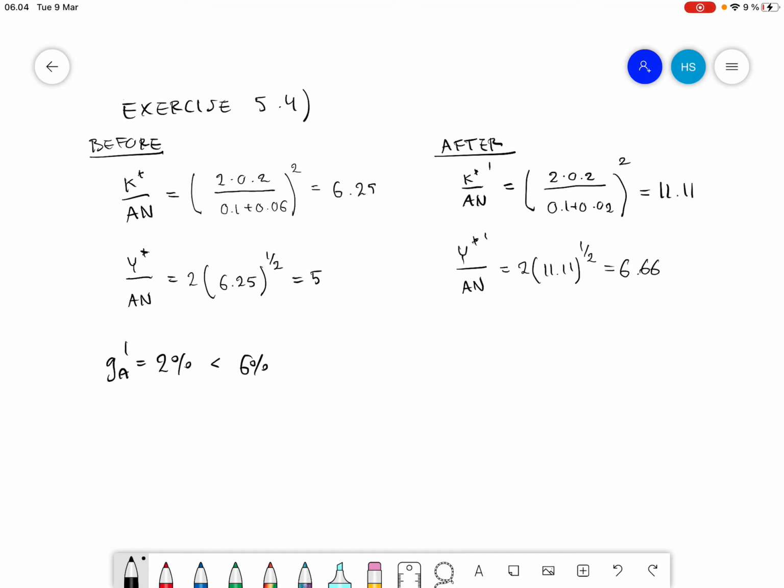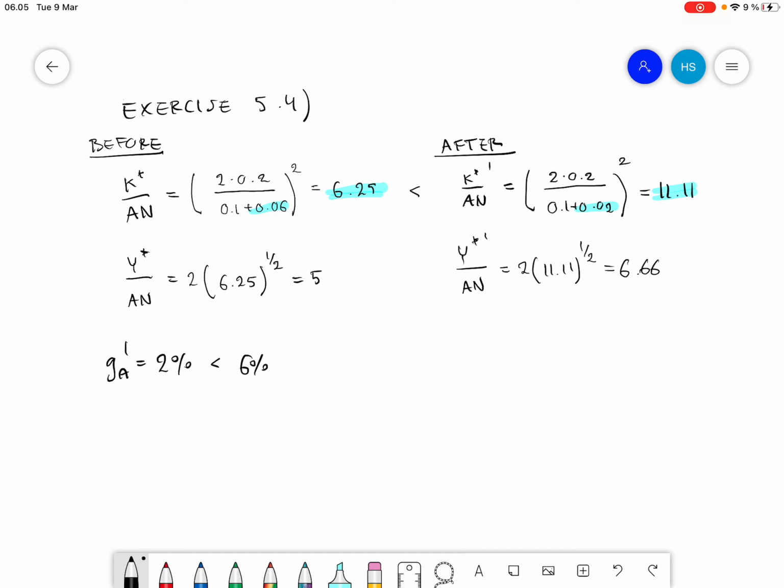So when we had to calculate the capital per effective worker when the growth rate was 6%, we had that the capital per effective worker was 6.25. Now, when technology only grows at 2%, we have 0.02 in the denominator. Everything else remains unchanged. And of course, as the denominator decreases, we get a higher value. And we get that the capital per effective worker is now 11.11, which is higher than 6.25.